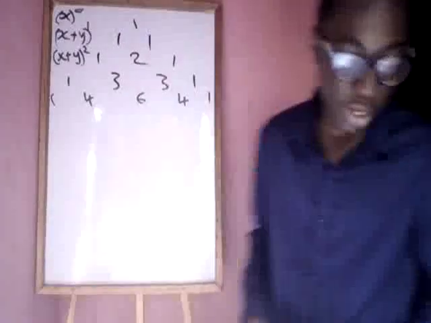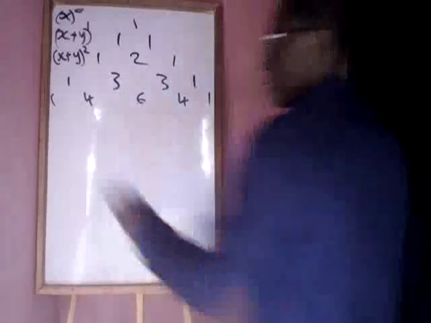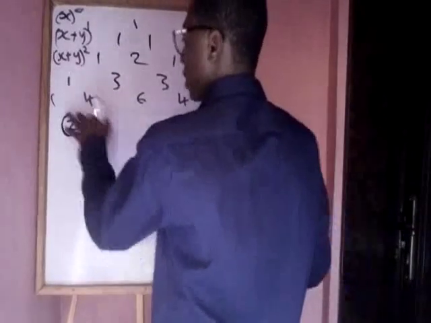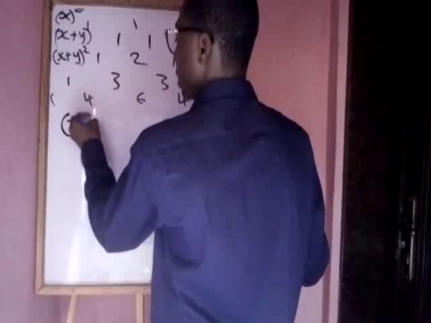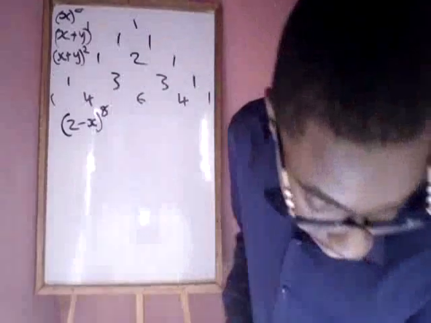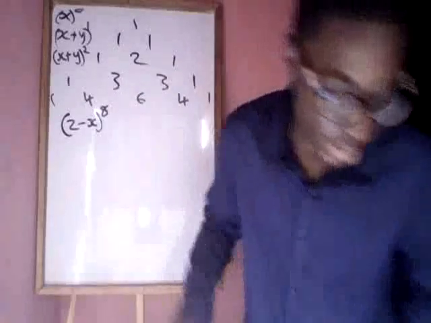Find the coefficient of x raised to power 3 in the expansion of 2 minus x raised to power 8. So we have 2 minus x, and this 2 minus x is raised to the power of 8. We're looking for the coefficient of x cubed in the ascending powers.